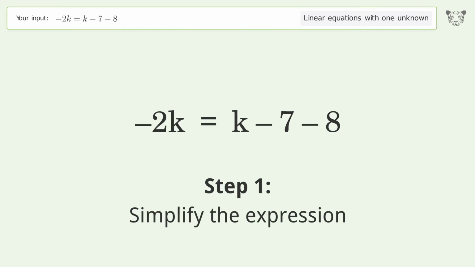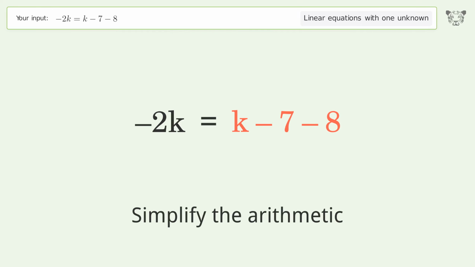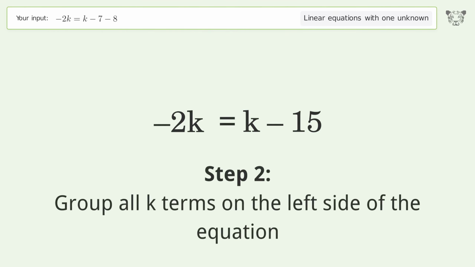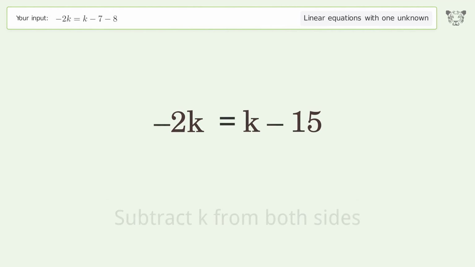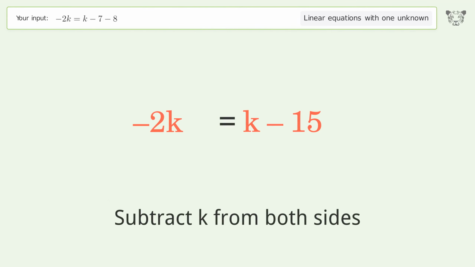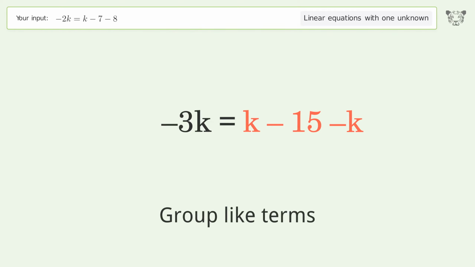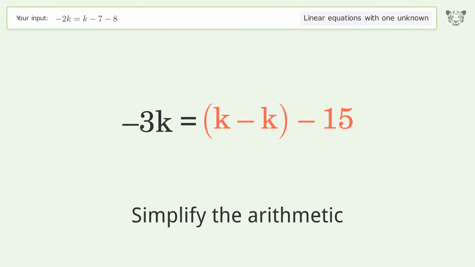Simplify the expression. Simplify the arithmetic. Group all k terms on the left side of the equation. Subtract k from both sides. Simplify the arithmetic. Group like terms. Simplify the arithmetic.